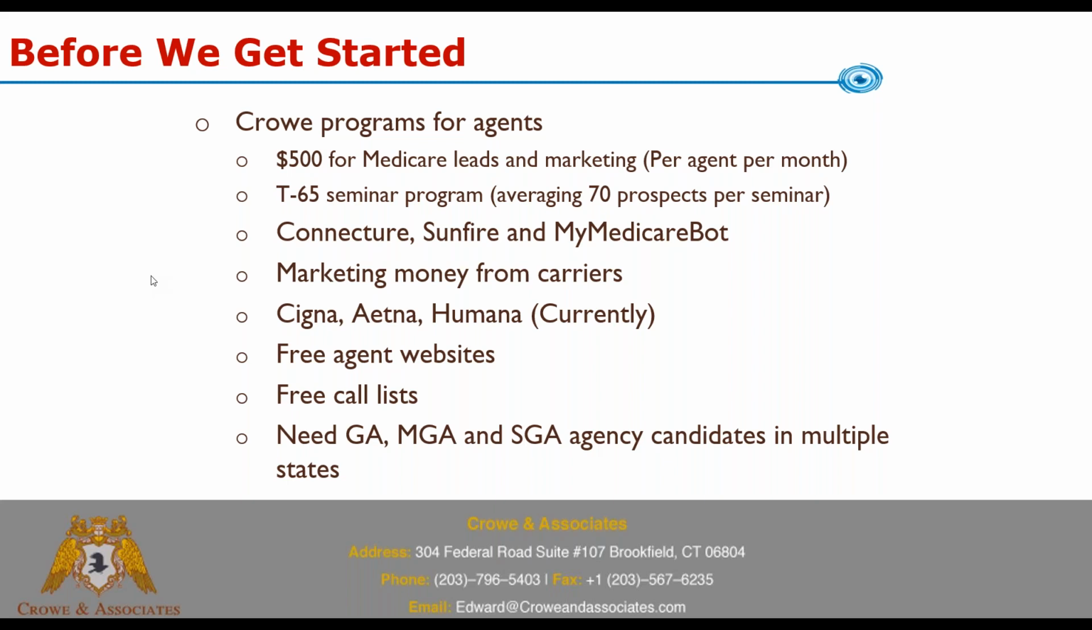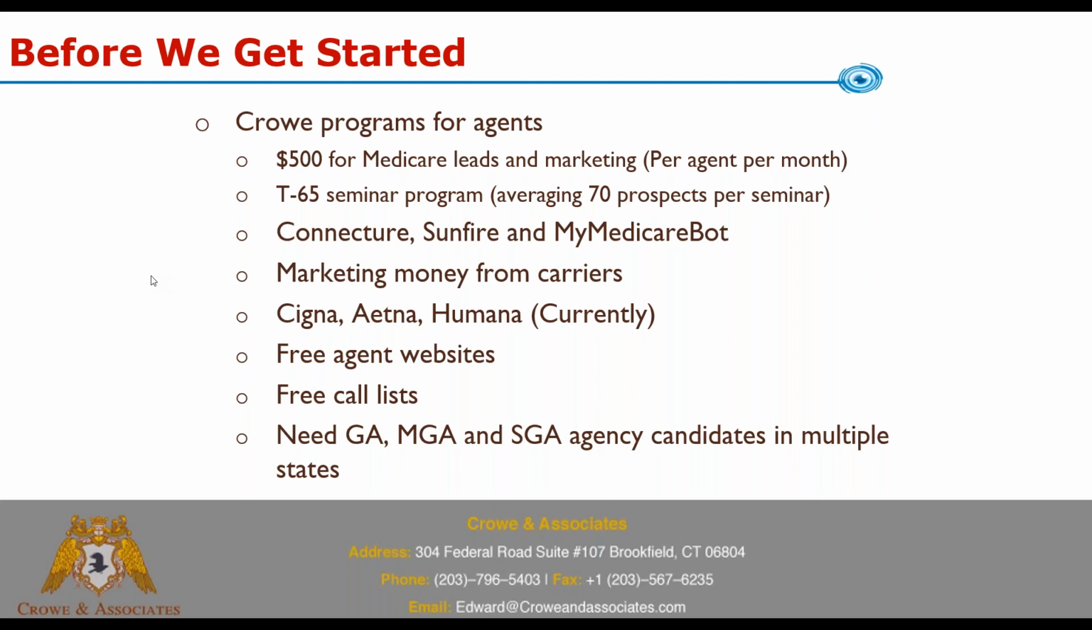You have access with us to Connecture, Sunfire, and My Medicare Bot. So you have all three. All three are CRMs with online enrollment. Medicare Bot is the same thing, but it's voice enrollment versus text and email. And all three will be compliant with the new rules and have recording capabilities as of 10/15, basically for 1/1 effective AHIP business.